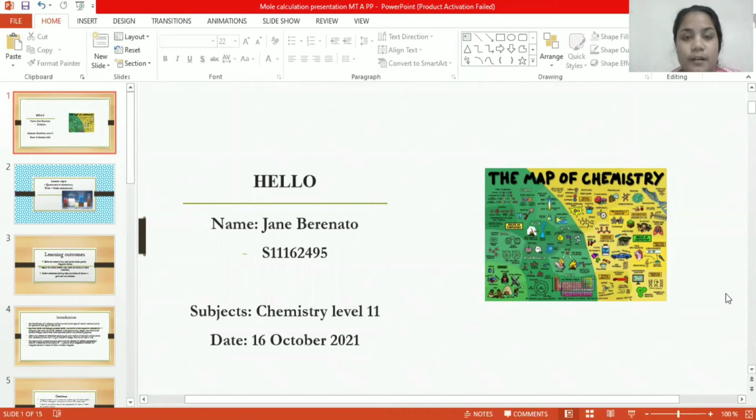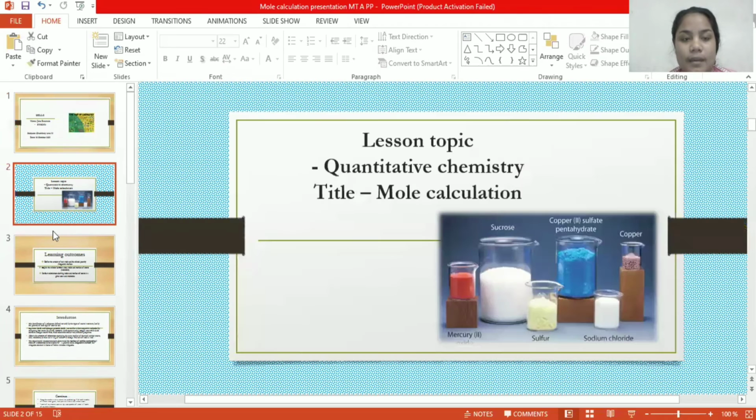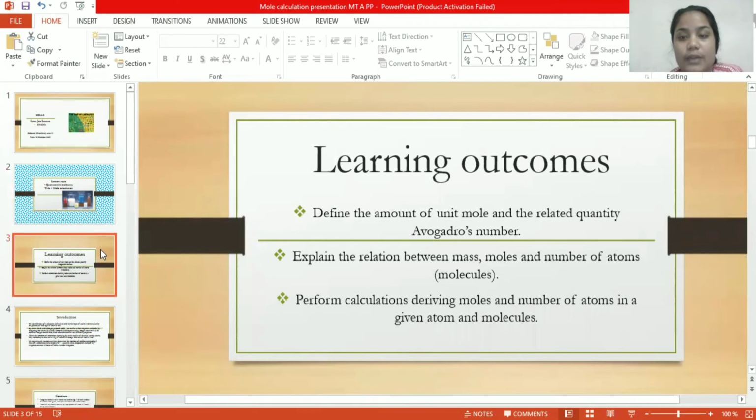So before we move on to our new topic, in the last session we covered the Lewis structure and bonding. Now we are going to cover our new topic, based on quantitative chemistry, with a title which is mole calculation. In this topic, we are going to cover these learning outcomes.